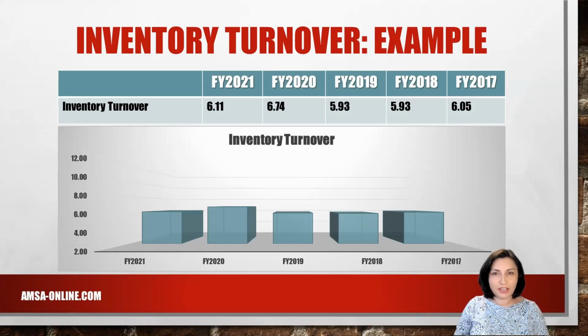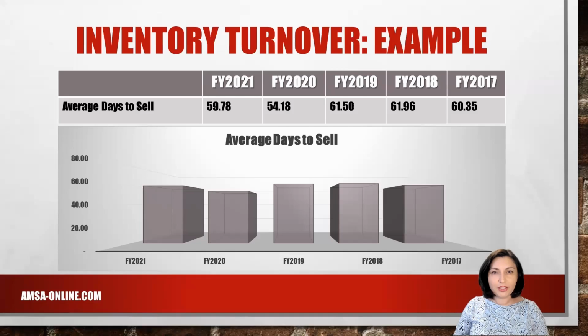Looking at prior fiscal years, we can see that Target improved its inventory turnover from 6.05 in the fiscal year 2017 to 6.11 in the current fiscal year. It took 59.78 days to sell average inventory in 2021 compared to 60.35 days in 2017. While the difference might look small, it is significant since Target sells billions of dollars of merchandise.